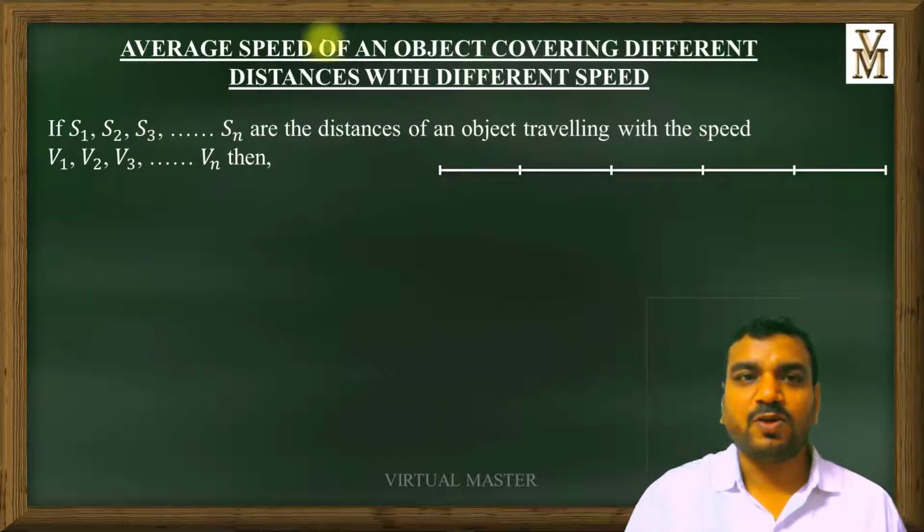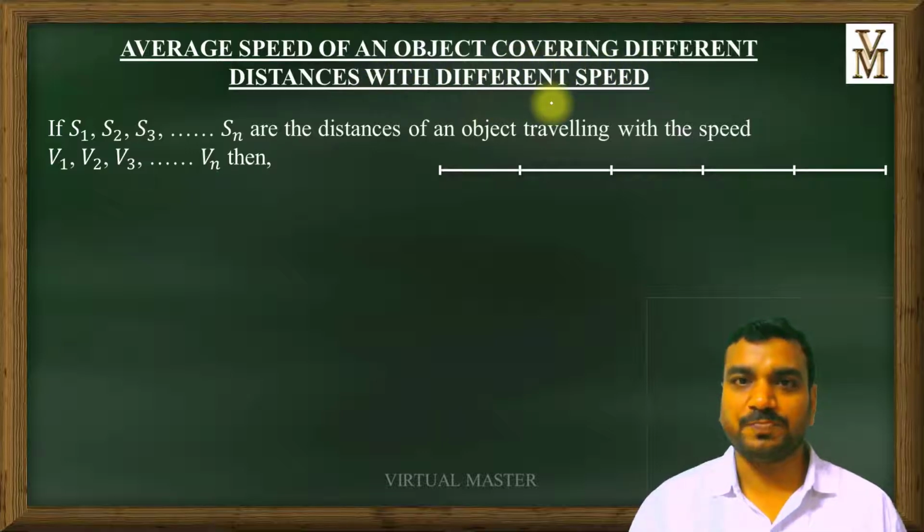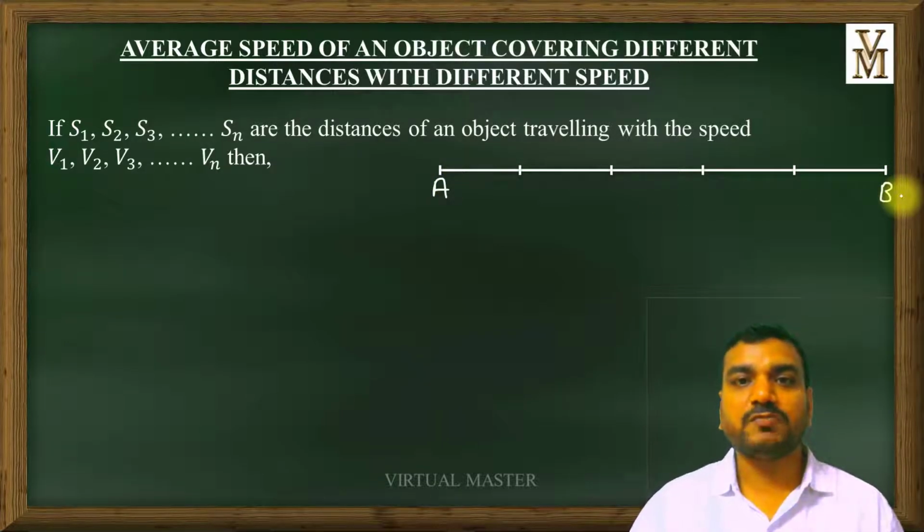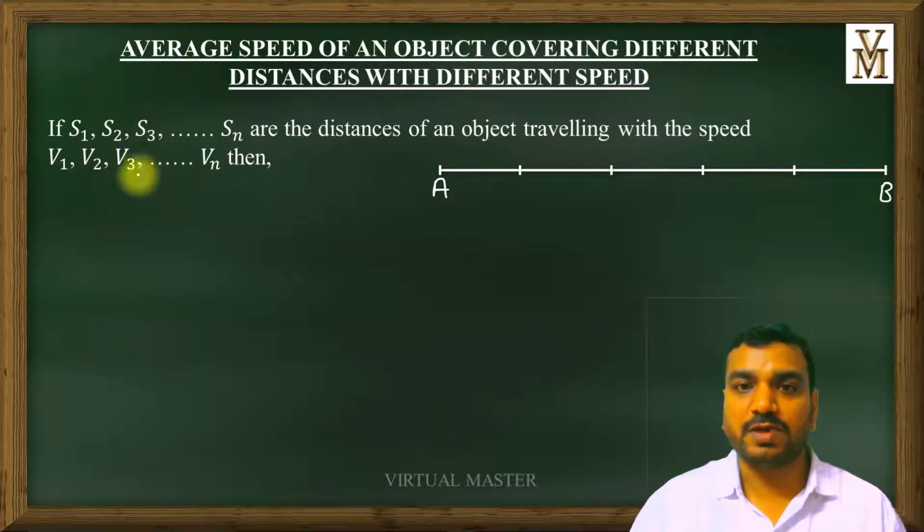Now let us derive the formula for the average speed of an object covering different distances with different speeds. To derive this formula, let us consider an object which is moving from point A to point B. Let this be point A and this be point B. The object will be covering distances S1, S2, S3, up to Sn with speeds of V1, V2, V3. Now what are S1 and V1?